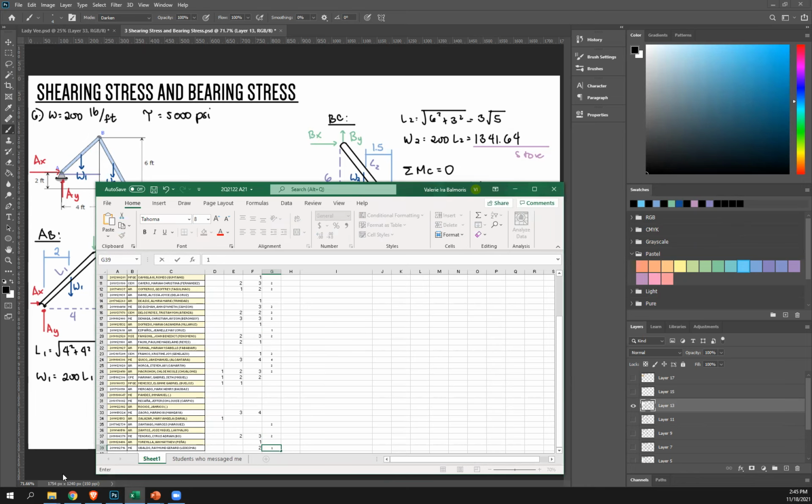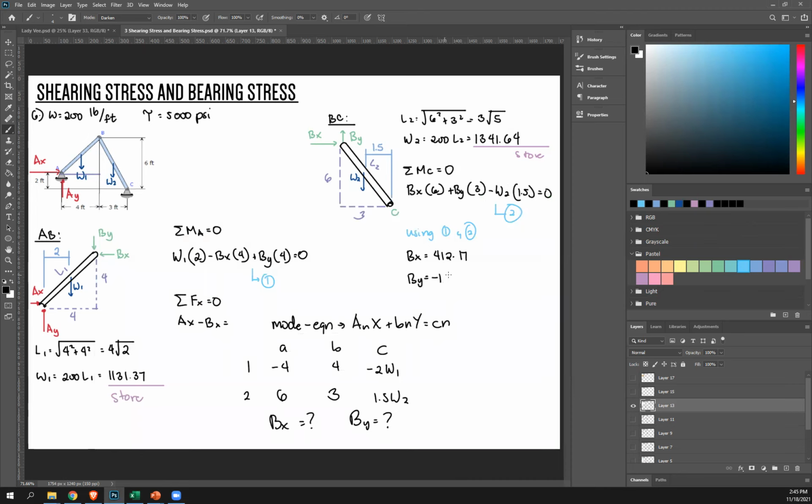Negative 153.52. Okay, so that negative sign just means my assumption for direction is incorrect. So instead of downward here, it's upward at AB, and then instead of upward, it's downward at BC. But that's fine. I don't need that.